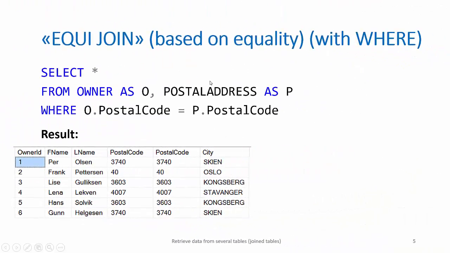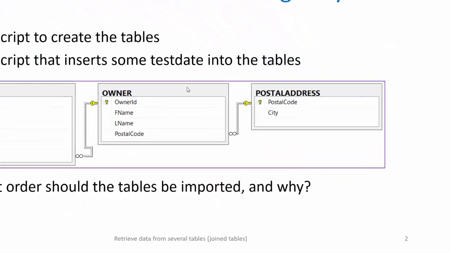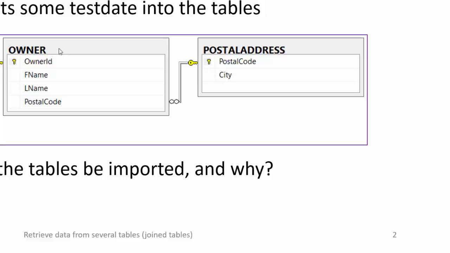Most of the times we want to join tables, we want to use an Equijoin. Normally we then use what is a foreign key in one table referencing a primary key in another table. If you, for instance, want to retrieve some information from both this owner table and this postal address table, we can make an Equijoin on the column postal code, which is a foreign key here and which is referencing the primary key in the other table.